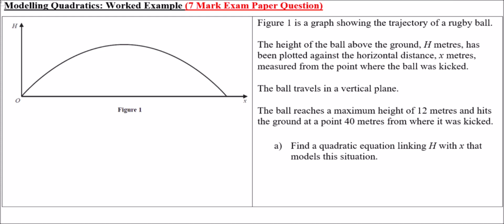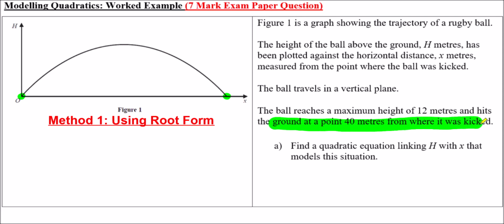So I'm going to first of all mention method 1, using the root form of the equation. Root form just means working out this equation based on where it crosses the x-axis. We can see already that it's at the x-axis at the origin, and also over here where the ball lands. We're told the ball hits the ground at a point 40 metres from where it was kicked. So essentially this coordinate here is where x is 40.